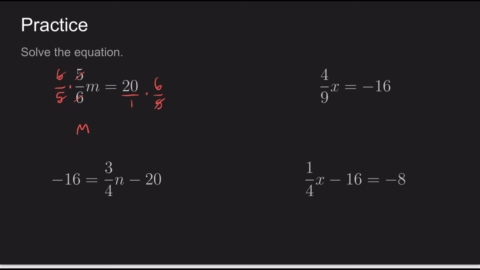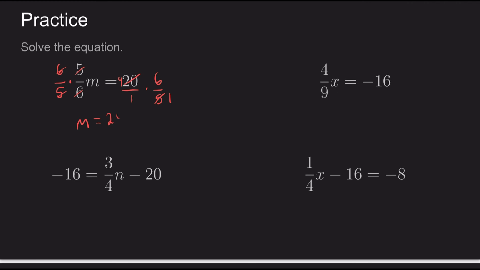We can simplify here. Get that to be 1. Get that to be 4. And all you've got really is 4 times 6, and that is 24. All right, let's do another one.